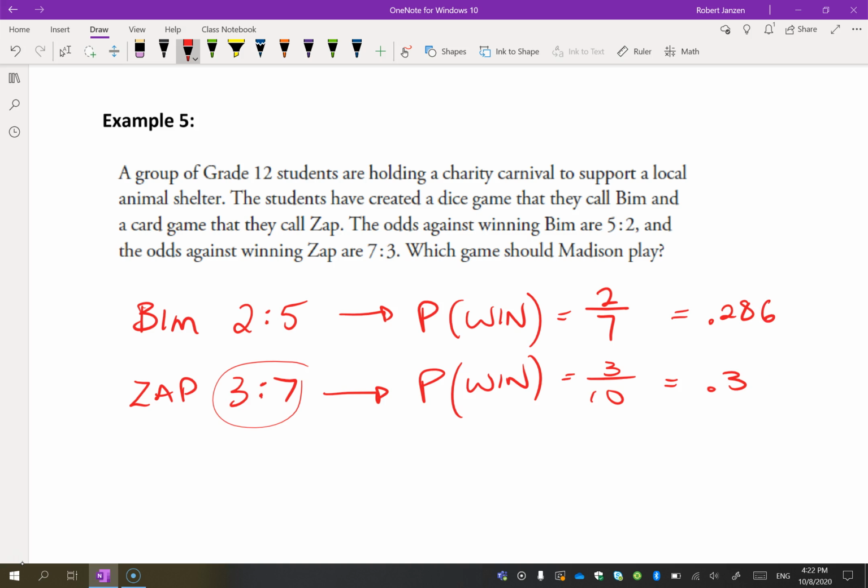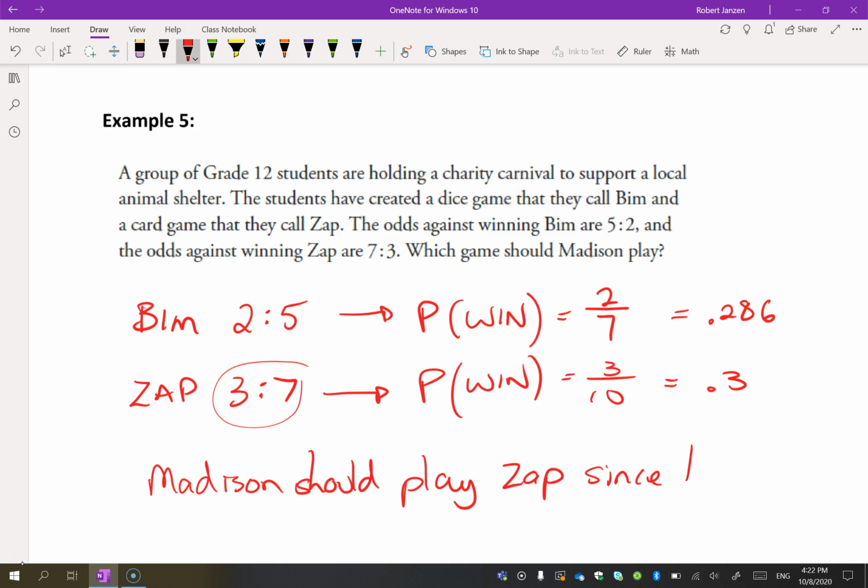So which is the game that Madison should play? Madison should play the game where she has a better chance of winning. She should play Zap, since the chances of winning are better, or higher.